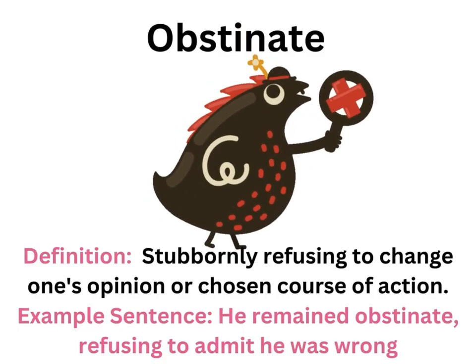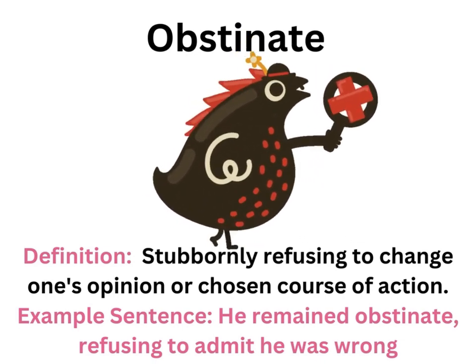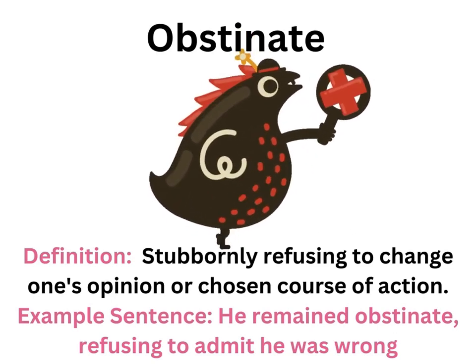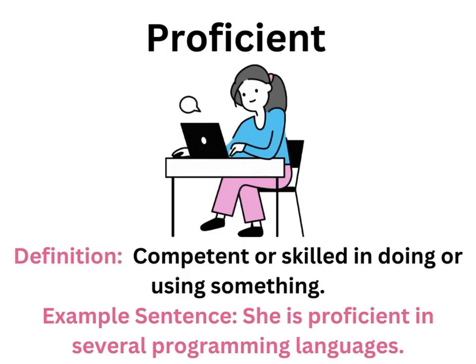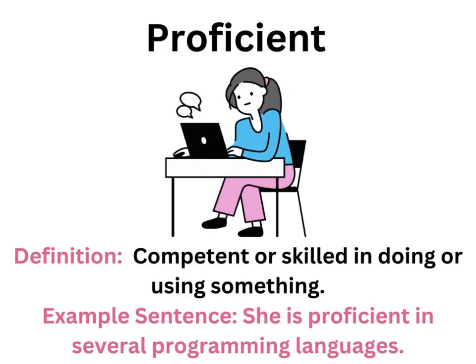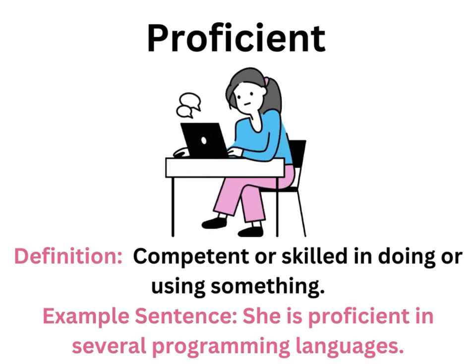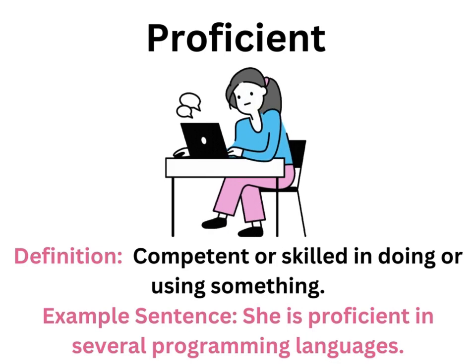Obstinate. Definition: stubbornly refusing to change one's opinion or chosen course of action. Example sentence: he remained obstinate, refusing to admit he was wrong. Proficient. Definition: competent or skilled in doing or using something. Example sentence: she is proficient in several programming languages.